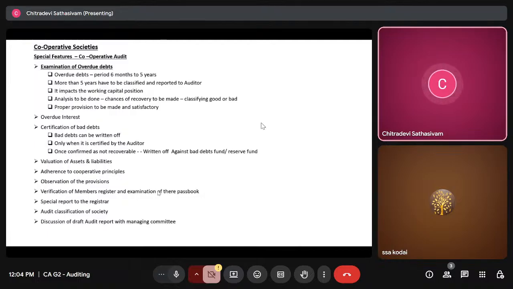Now, special features of corporate audit actually. What are the special features of corporate audit actually? So in this case, you are going to examination. There are many special points out there. Examination, overdue debts, certification of bad debts, valuation, adherence of corporate principles, observation of provisions, verification of membership registers, examination of passbooks, special report of register, audit classification of society, discussion of draft report with the management committee. Okay, I will explain each and every point, but in some areas, I will give you a brief point on what it is. But even for these points, also very important, I will explain what it is actually.